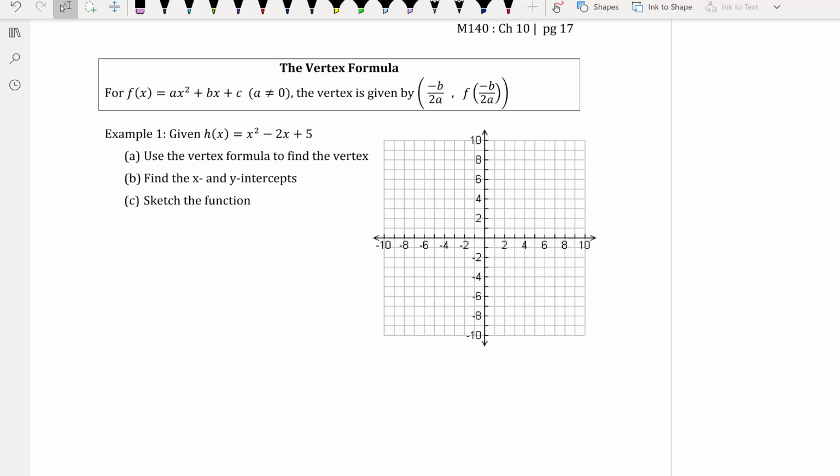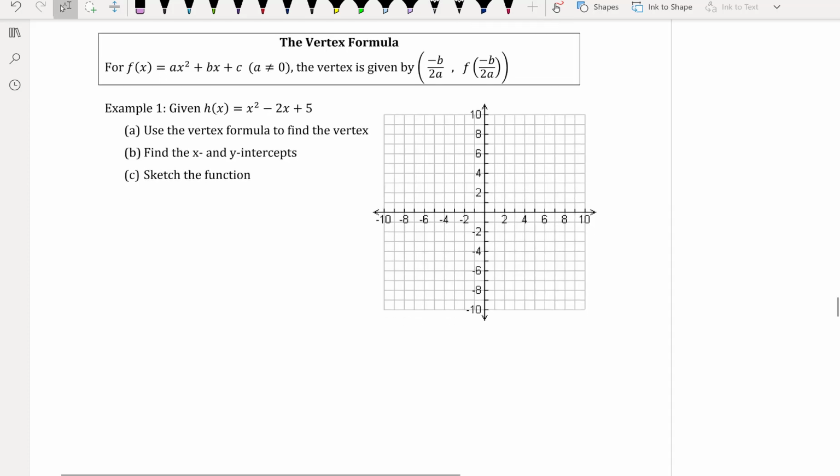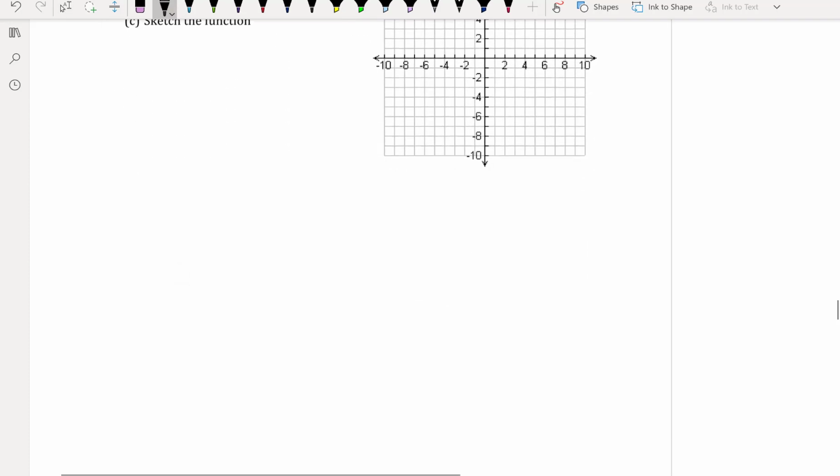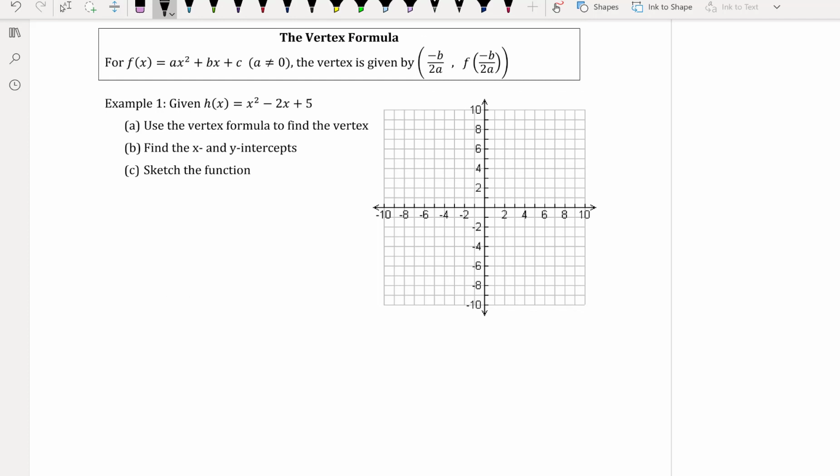So here we have our function h of x. It says use the vertex formula to find the coordinate of the vertex. So let's say that the vertex is going to be the ordered pair h, comma k. So to find h, we use the formula -b over 2a. So now we have to identify our b and our a values.